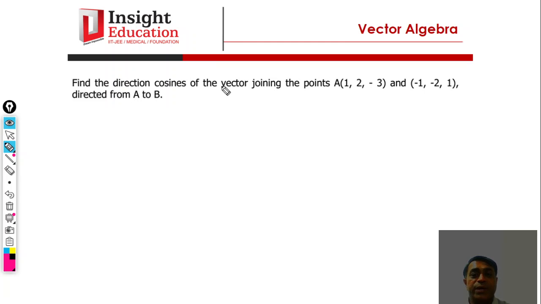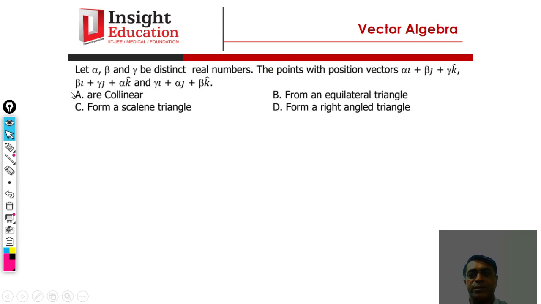Find the direction cosine of the vector joining A and B directed from A to B. So you have to consider B minus A, and you know how to do it. Then divide it by its magnitude. So you can do it.